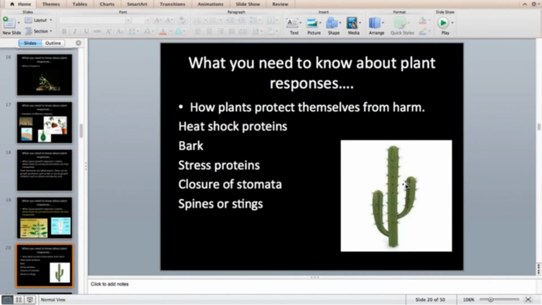How plants protect themselves from harm. So you need to learn off at least two of these. So they have heat shock protein. So anything that grows in a desert or at really high temperatures will have lots of heat shock proteins present to prevent their enzymes from being damaged from extreme heat.